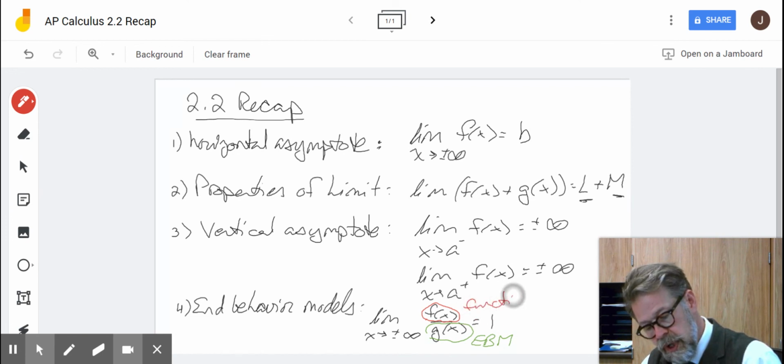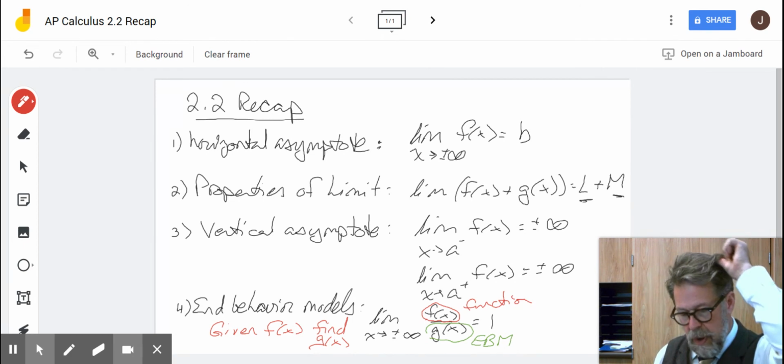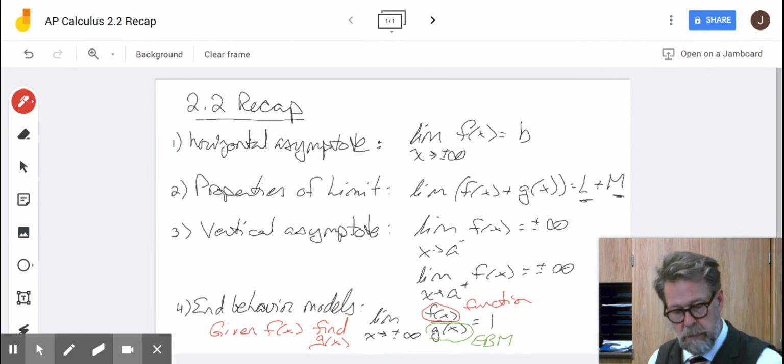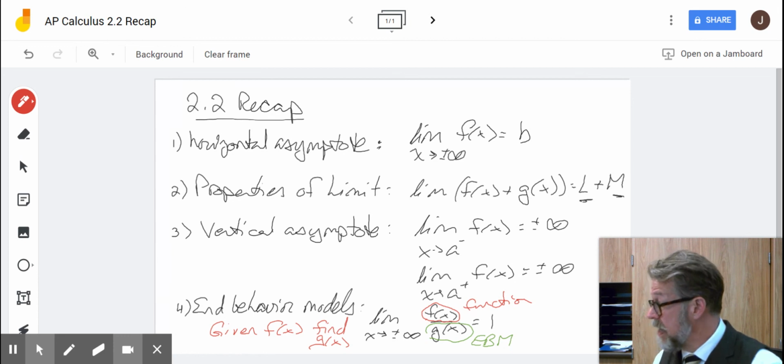So usually you will be given f of x and asked to find g of x. You may also be given both and just asked to confirm, is that in fact an end behavior model? So what you have to do is you usually have to simplify by either dividing the functions or by substituting in infinity or negative infinity to see if in fact it does go to 1.